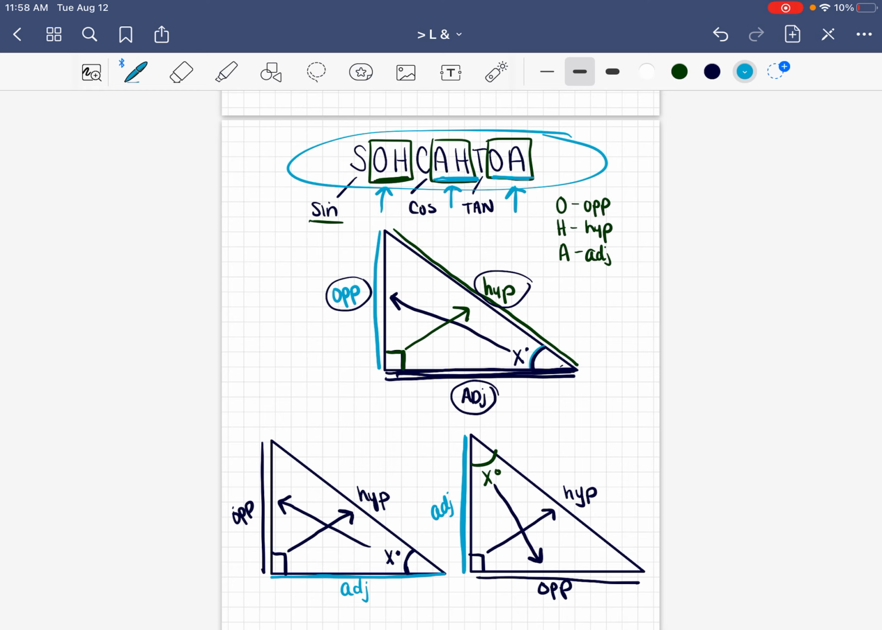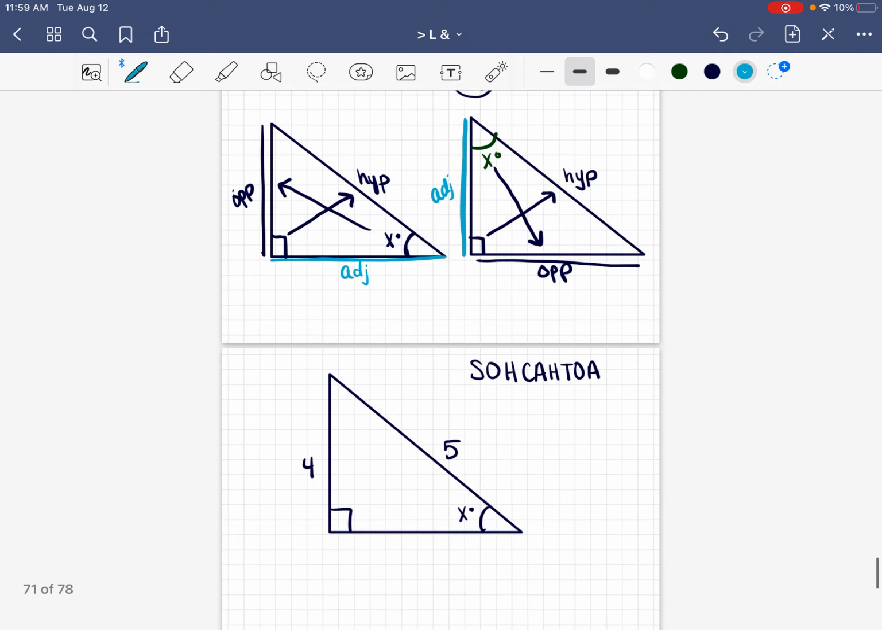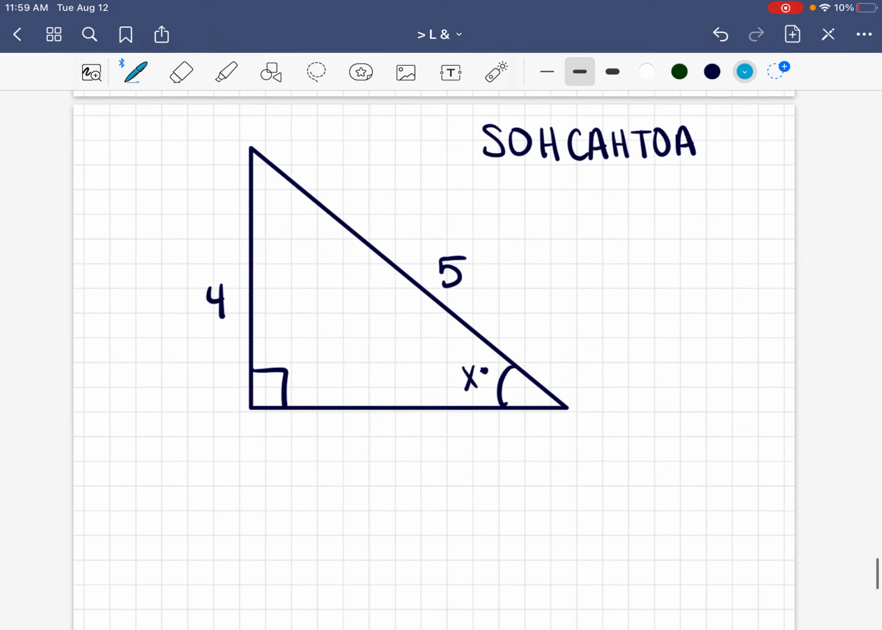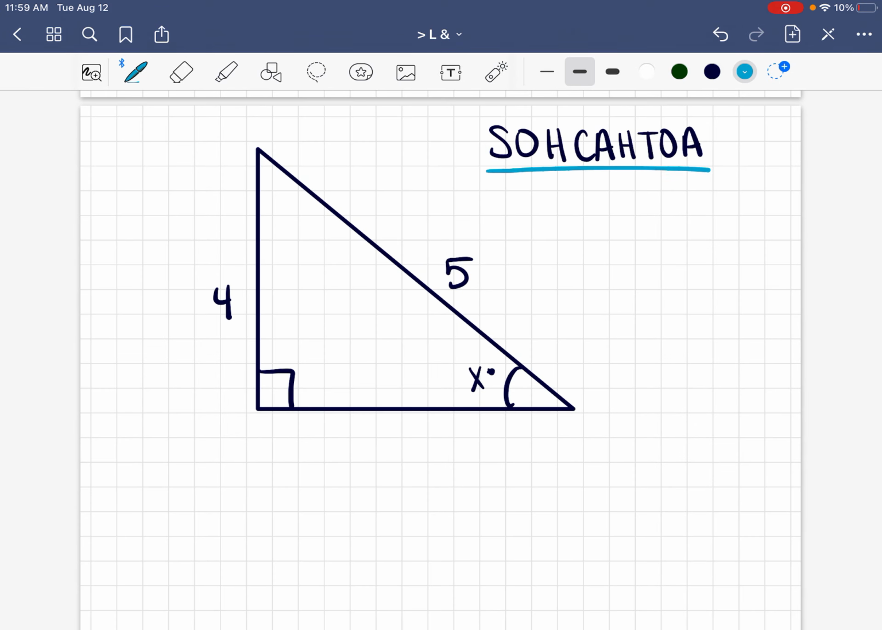Then we just learned very briefly how to identify the sides in terms of the angle. You draw a line across from the angle, that's the opposite. You draw a line across from the right angle, and that's the hypotenuse. And then the line that's attached to the angle is called the adjacent. So I want us to talk briefly about what this actually means in terms of an equation.